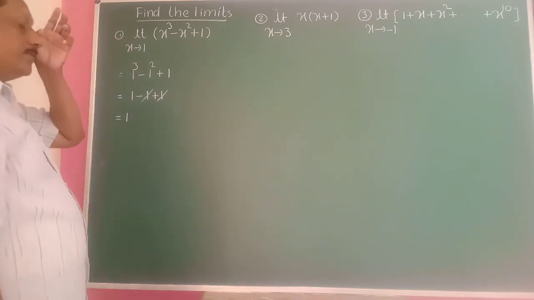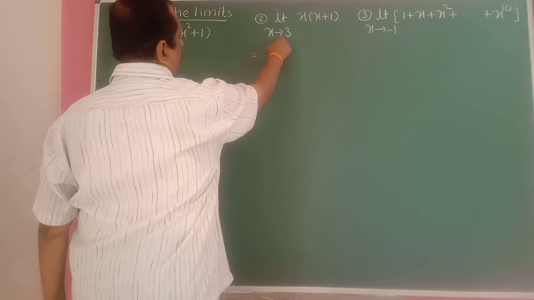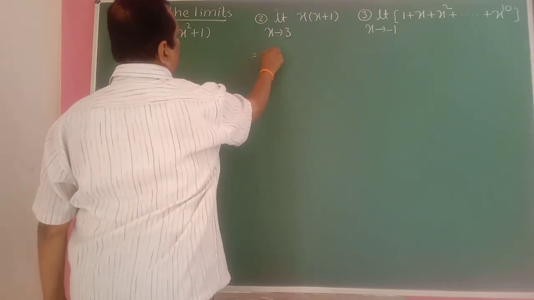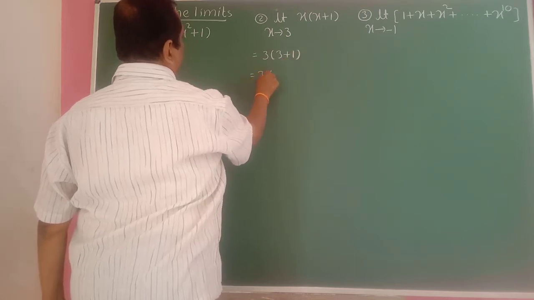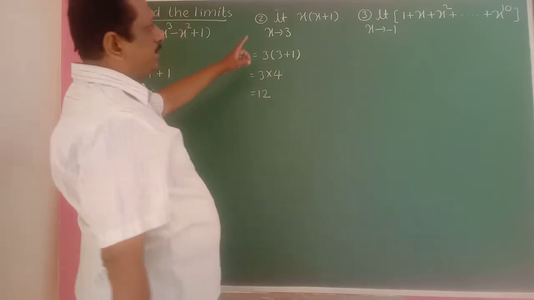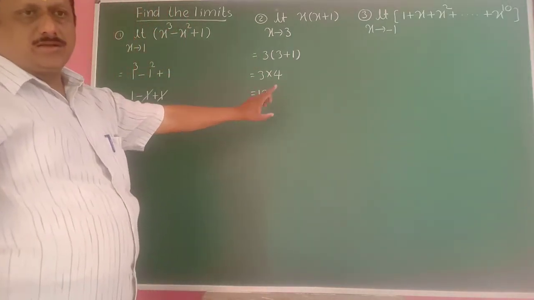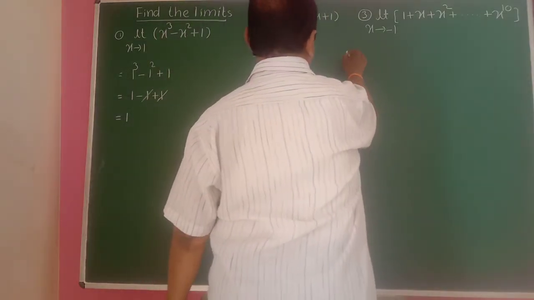In the second example, here also directly substitute the value, x tending to 3. Put x value 3: 3 into 3 plus 1, then 3 into 4, and 3 fours are 12. So the value of this limit is 12. And in the third example, put x value minus 1.